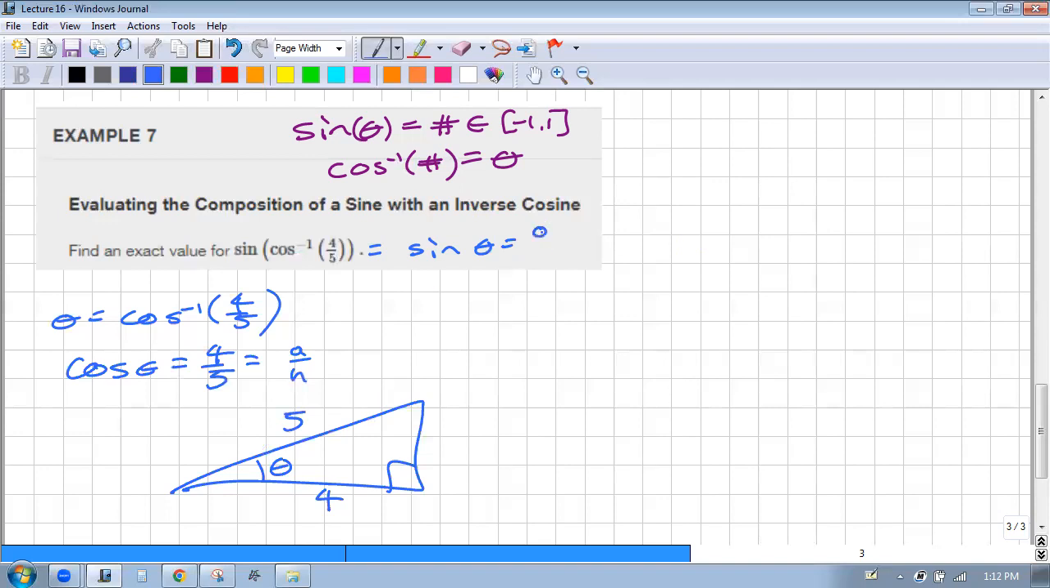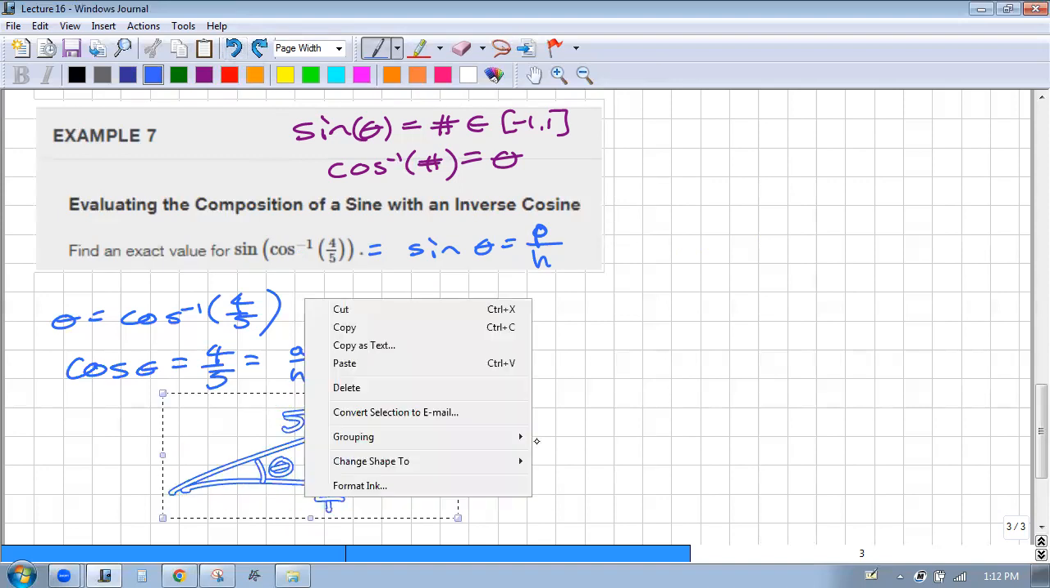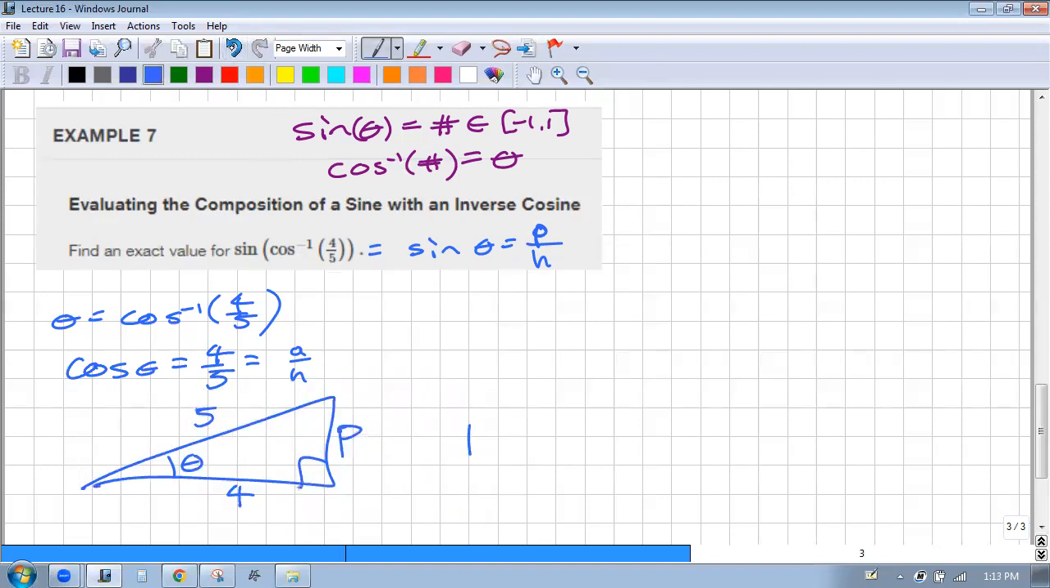Well, sine is always, how do I make a p? That's a 9. P. It's opposite over hypotenuse, right? Well, I know the adjacent over the hypotenuse. If I could figure out what the opposite side is, I could figure out what my sine is. So with this triangle here, I can say, well, 4 squared plus p squared is the hypotenuse squared. So p squared is 25 minus 16, which is 9. So p has to be either positive 3 or -3.